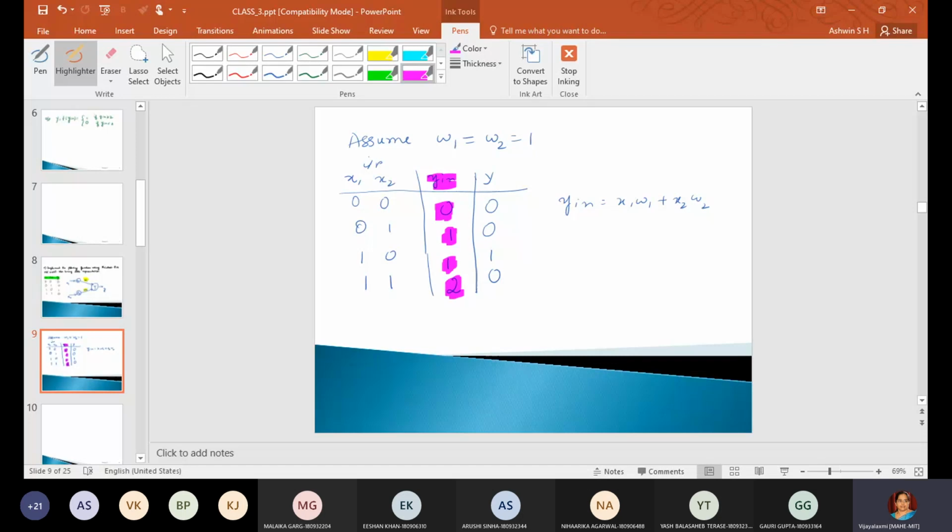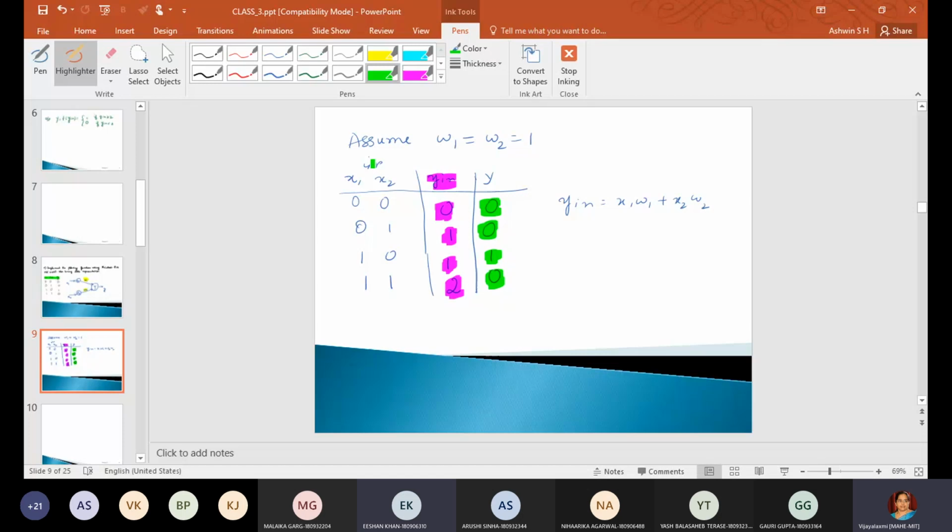Now just do the analysis. Here y in is 0, output is 0. Y in is 1, output is 0. Y in is 1, output is 1. Y in is 2, output is 0. Is it possible to set a threshold value now?